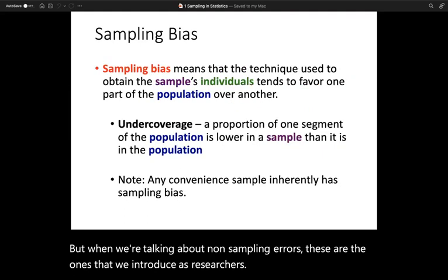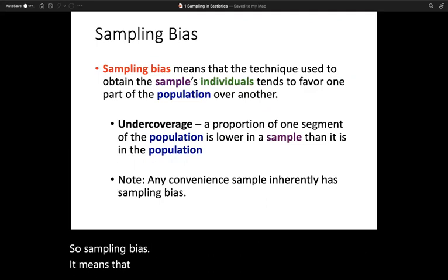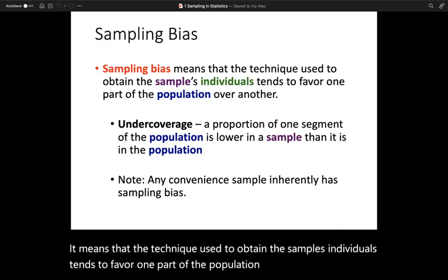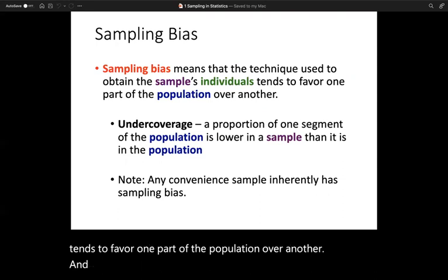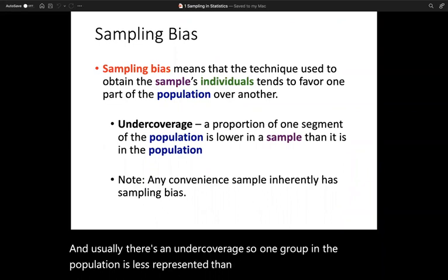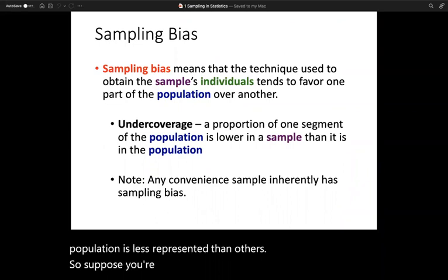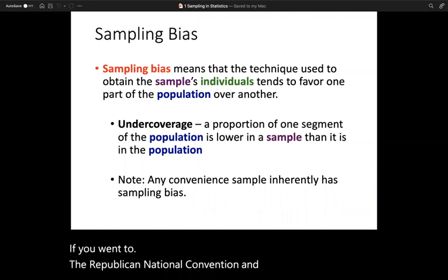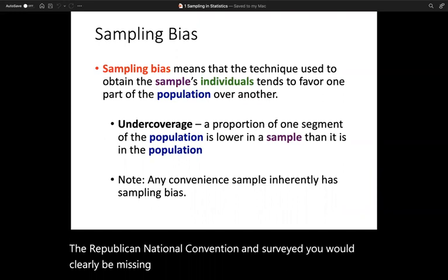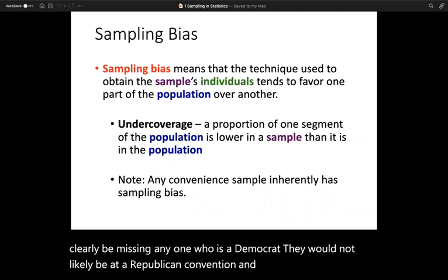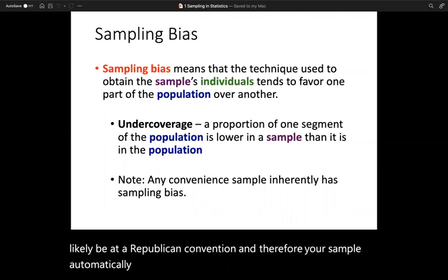So sampling bias. It means that the technique used to obtain the sample's individuals tends to favor one part of the population over another. And usually there's an undercoverage. So one group in the population is less represented than others. So suppose you're looking at a political question. If you went to the Republican National Convention and surveyed there, you would clearly be missing anyone who is a Democrat. They would not likely be at a Republican convention, and therefore your sample automatically includes mostly Republicans.